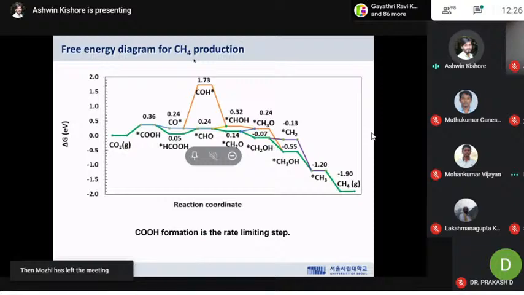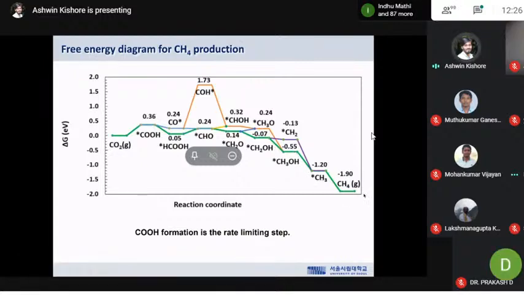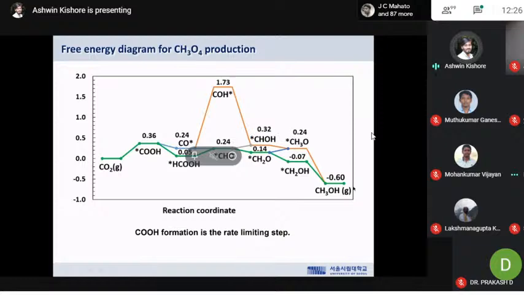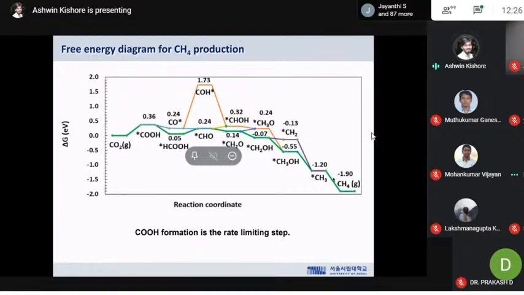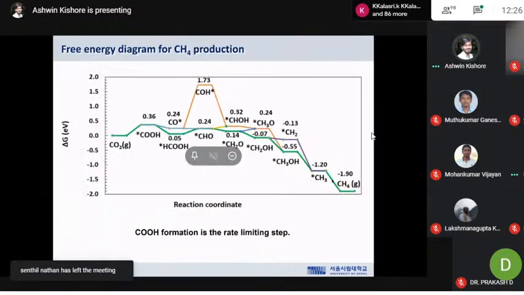So the free energy diagram of methane production. Again, the steps are the same until CH2OH, and then from CH2OH it will form CH3OH. Then it will form CH3, and then it will go to methane, and then the methane will desorb from the surface. If you compare these two free energy diagrams, the formation of methane is more favorable than the formation of methanol. This material will produce methane when you pass the CO2 gas.